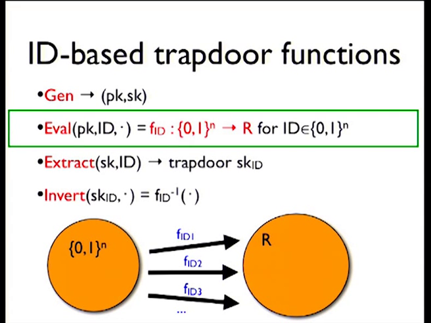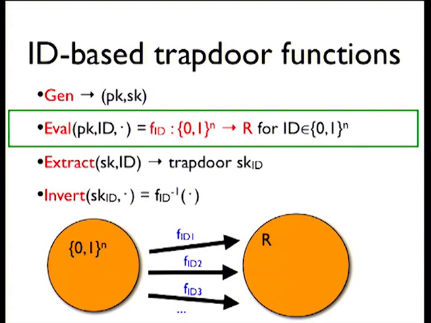So what do we have? For each identity, the evaluation algorithm implies a function which is indexed by all these identities and goes from {0,1}^n to the range R. So here's the picture: the public key implies for each of these identities a function that goes from {0,1}^n into the range. For exponentially many identities, so one public key specifies exponentially many functions.